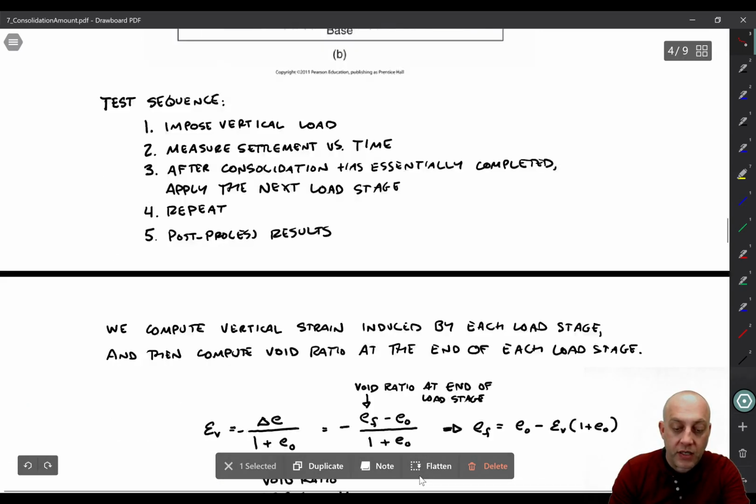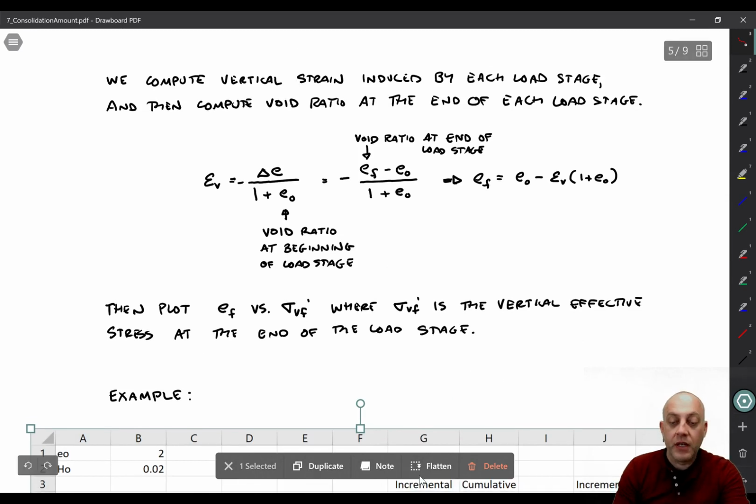So let's talk, I don't know why it's scrolling so fast. Here we go. Let's talk about some of the post-processing that we do. So what we do is we've measured the specimen height, and then we measure the settlement versus time, so we know the height at the beginning and end of a load stage. Well, that allows us to compute the vertical strain that occurred during that load stage, and then simply it's the change in height divided by the initial height.